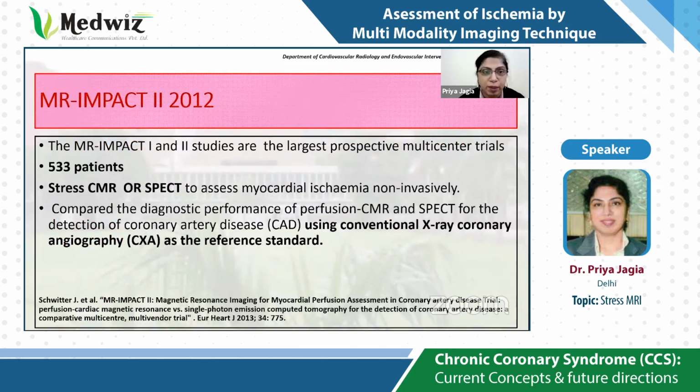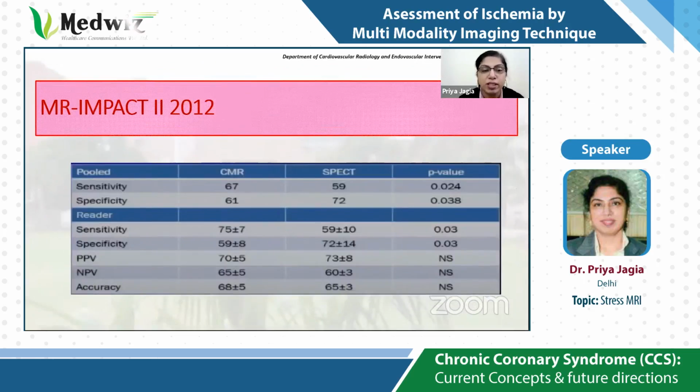So this was the MR-IMPACT 2 trial, which was published in 2012 with 533 patients, and it compared stress cardiac MR and SPECT with the conventional coronary angiography. And what it found was that the sensitivity of the cardiac MR was better than SPECT. However, the specificity was poorer than SPECT.